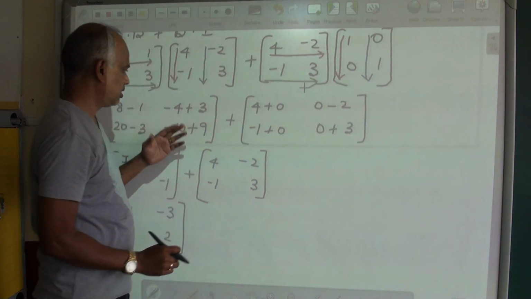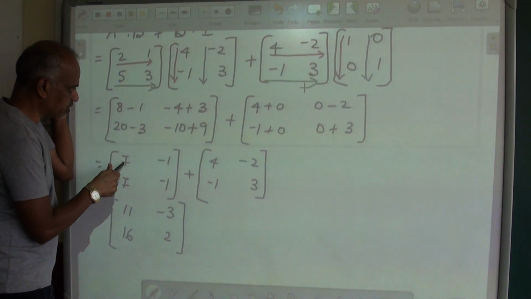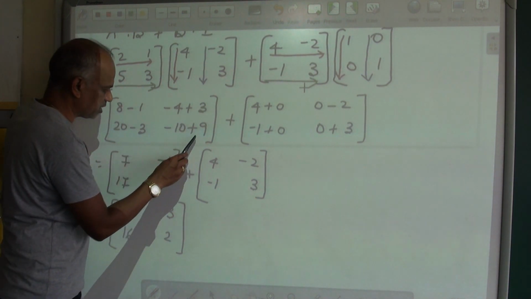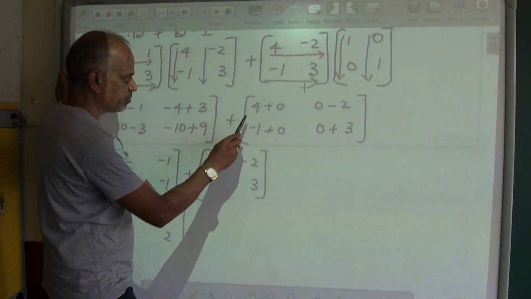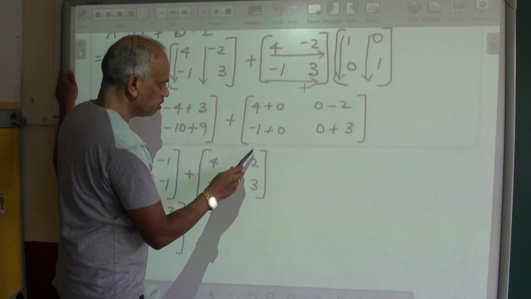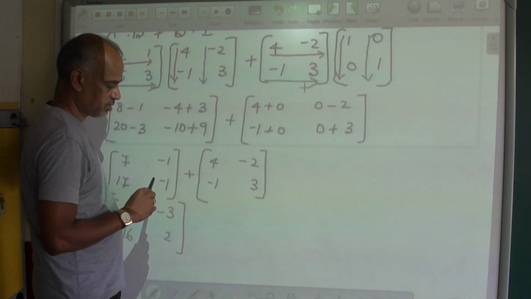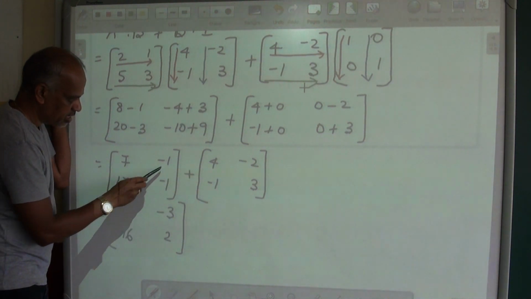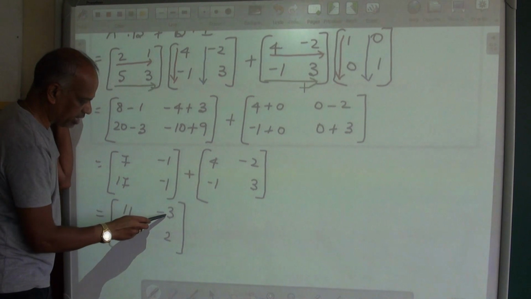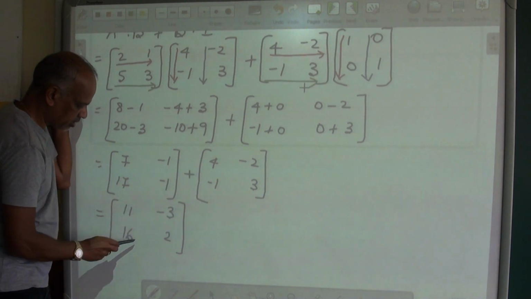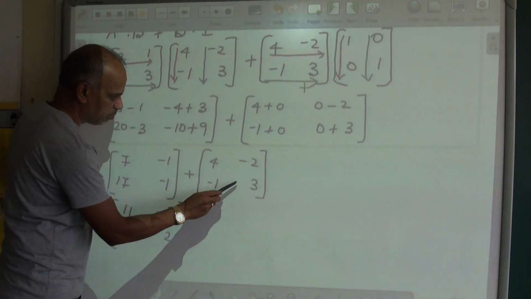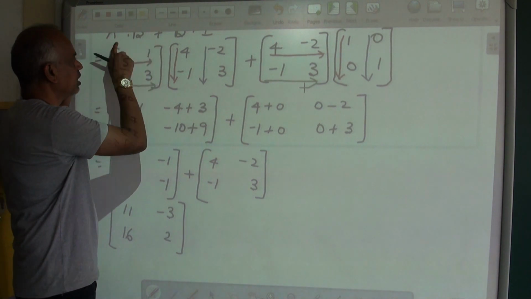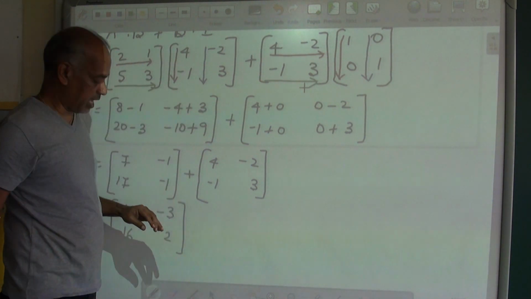Now to simplify this, 8 minus 1 gives you 7, minus 4 plus 3 is minus 1, 20 minus 3 is 17, minus 10 plus 9 is minus 1. Plus, that's 4, that's minus 2, this is minus 1, and that's 3. Add these two matrices, that means 7 plus 4, which is 11, minus 1 plus minus 2 is minus 3, 17 minus 1 is 16, and minus 1 plus 3 is 2. So this is the value of A transpose into B plus B into I.